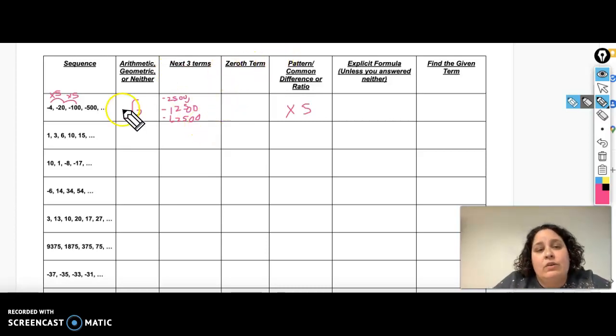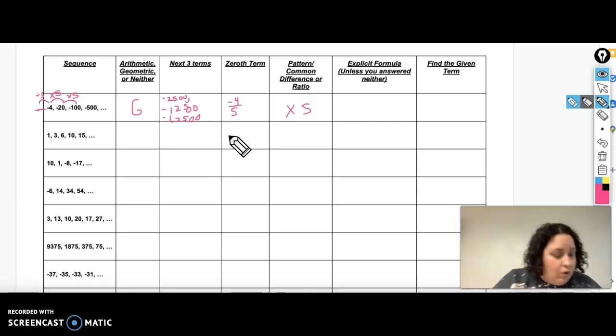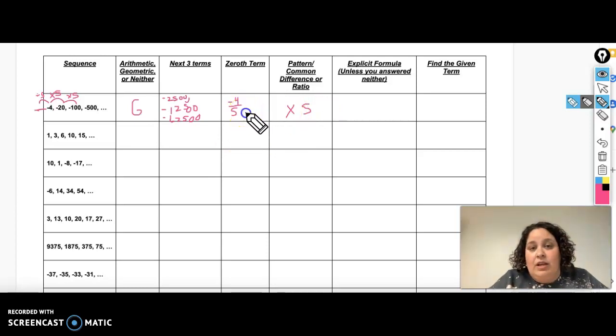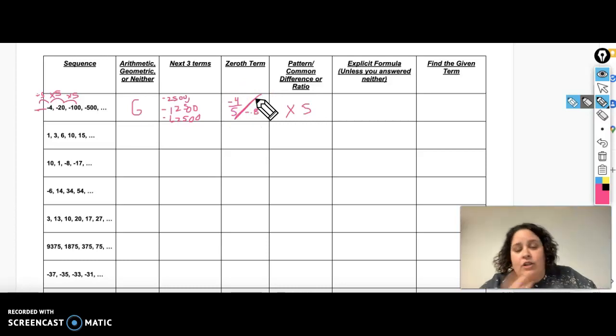In order to find my 0th term, I want to know what comes before for this one. So since I've been multiplying by 5 each time, if I wanted to work backwards, that means I would have to divide by 5. So I can either do -4 divided by 5, and I can write it like this as a fraction. Or if I use my calculator, I can do -4 divided by 5, and I can get a decimal, and I can write that -0.8. And either one of these is perfectly fine. Okay, so for those that love fractions, you can leave it as a fraction. For those that would rather decimals, leave it as a decimal.